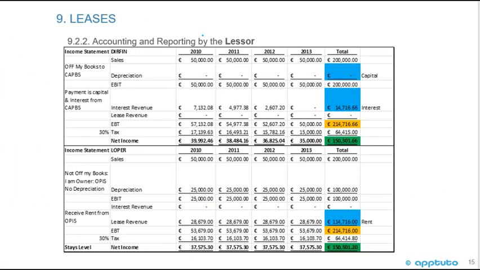Okay, now we're going to go through the same kind of analysis that we did from the point of view of the lessee, but now we're looking at the lessor, okay? So here's a direct financing lease, and here's an operating lease. So let's start with the operating lease again. Remember, if it's an operating lease and I'm the lessor, it means I have the asset on my books. So I've got the depreciation expense, okay? Then I've got my lease revenue, which is my $28,679.